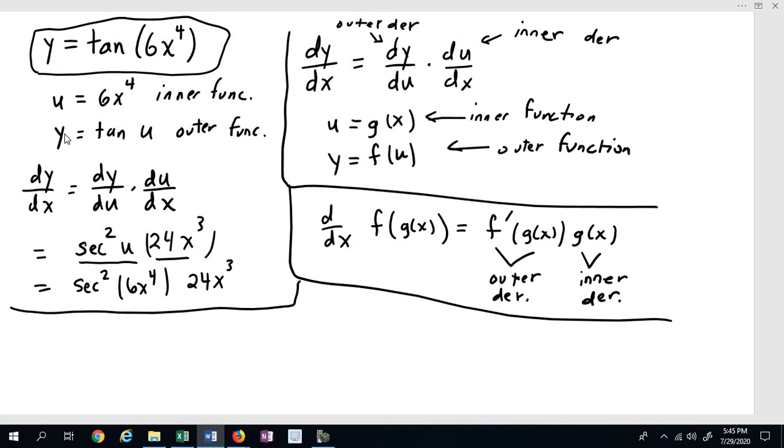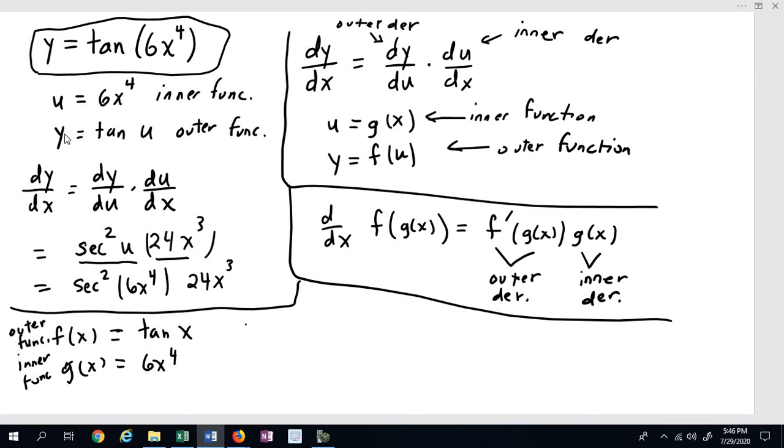So in this case, we have to determine what the two functions are that we're taking the composition of. Okay, so f of x will always be the outer function. This one's called the outer function, and this one's the inner. And so f of x in this case, the outer function, is the tangent of x. And then the inner function, just like it was up here, is 6x to the 4th.